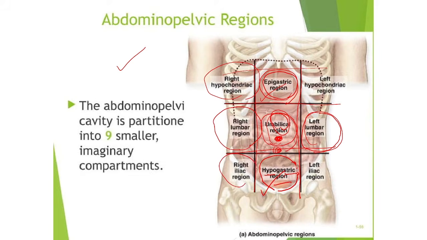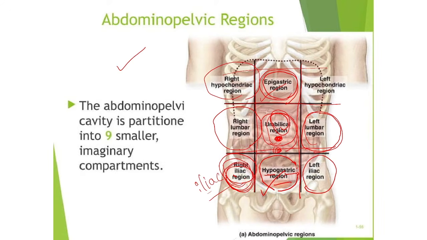Here one bone is known as the iliac. When we study the pelvis, you will come to know about the pelvic organs and skeletal system. That time we will study the iliac bone. So the right side of the hypogastric region is known as the right iliac region, and this is the left iliac region. Right iliac region, left iliac region, right lumbar region, left lumbar region. Here you can see the hypochondriac region. Right hypochondriac region, left hypochondriac region. Understood?